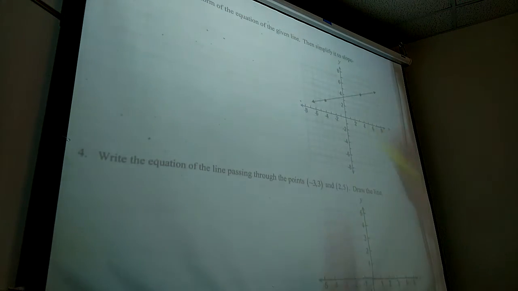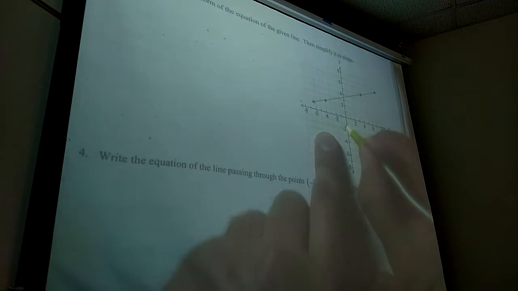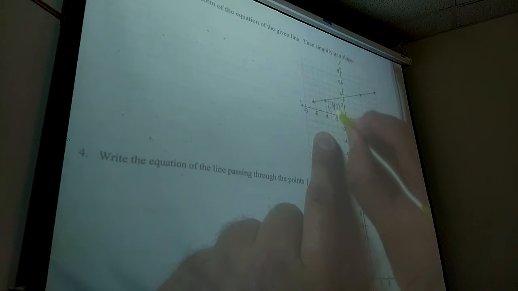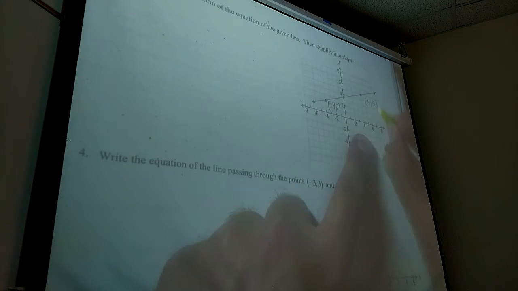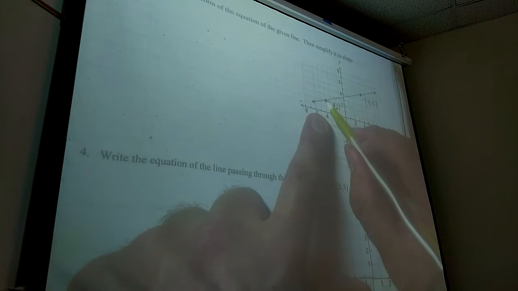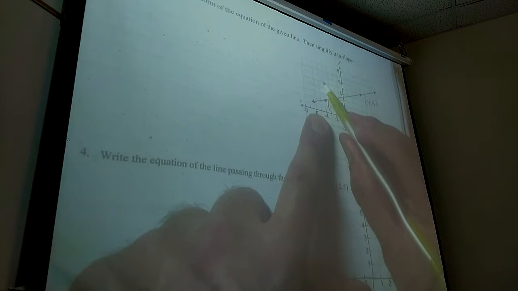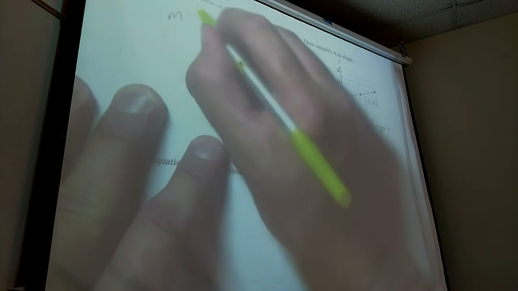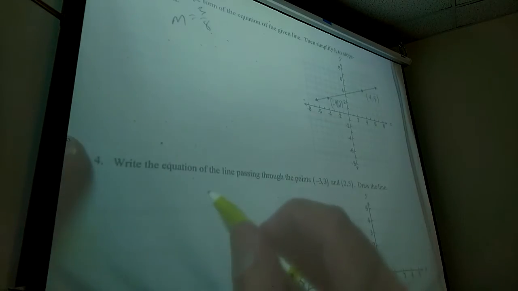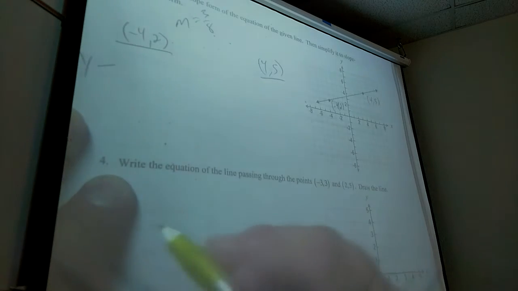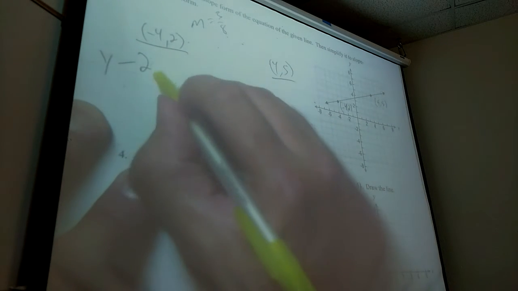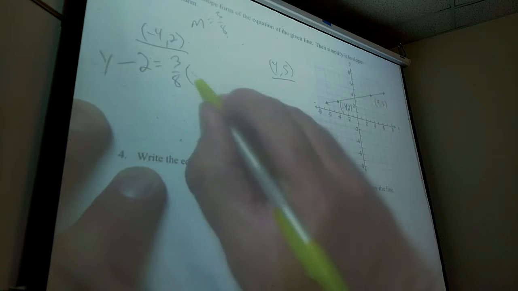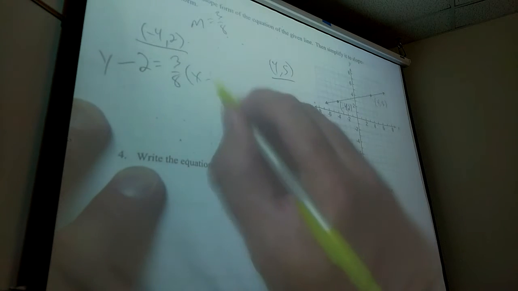What's this point here? Negative 4, 2. And what's this point? 4, 5. Now, to get the slope, I just have to count, right? So how much do you get? 3 over 8. So the slope is 3 over 8. If I use negative 4, 2, and then over here I'm going to use 4, 5, it doesn't matter. So if I use negative 4, 2, it'll be y minus 2, that's the y piece, equals m times x minus negative 4, that's the x piece.